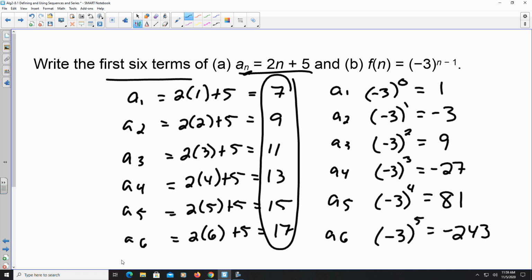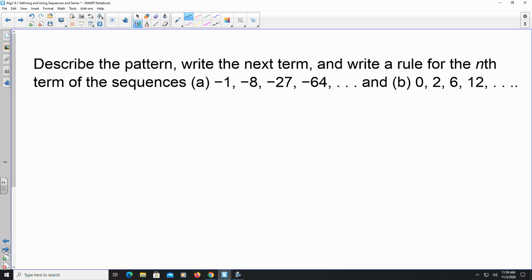Okay, so here it's asking you to describe the pattern, write the next term, and write a rule for the nth term of the sequence. Okay, so basically what I really want you to do is tell me what the next term is and then write the rule.